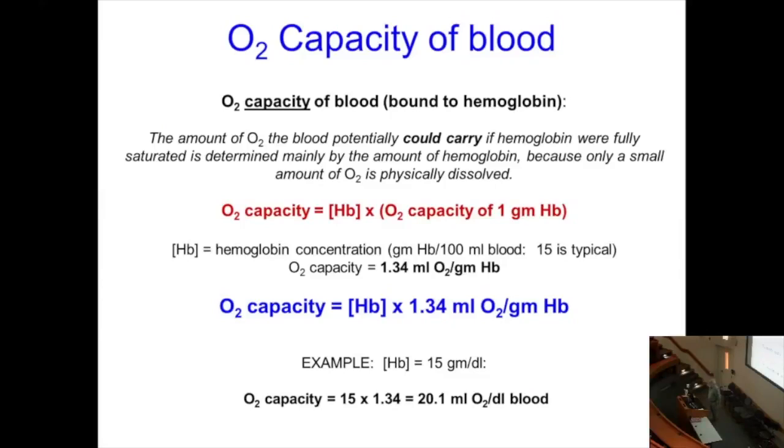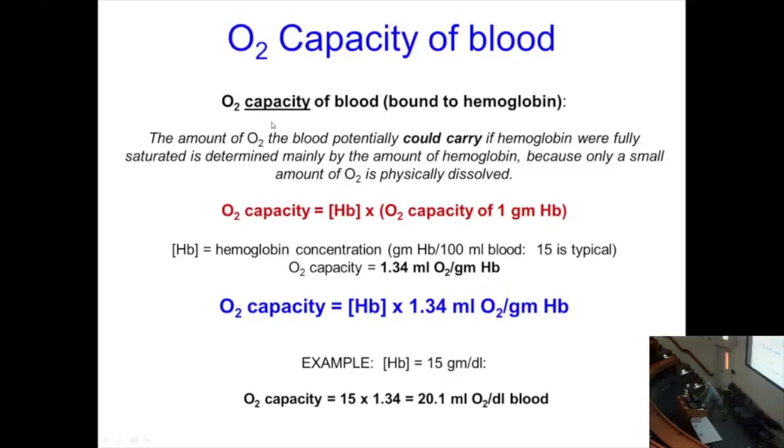Now we want to talk about the oxygen capacity of the blood and also the oxygen content of the blood. And the analogy is the gas tank in your car. Your gas tank has a capacity of 16 gallons of gas. The gas content of your car depends on the capacity and how full the tank is. If the tank is half full, you have 50% of 16 gallons, you have 8 gallons of gas in your car. So the same thing with the blood.